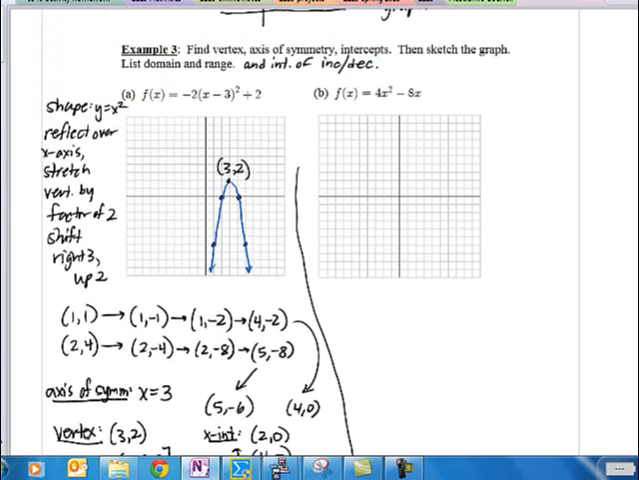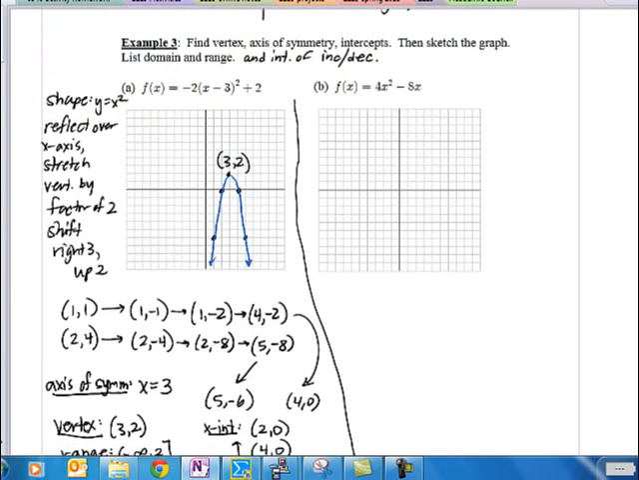We could also mention that there's a relative max of 2, happens to be at x equals 3, but the max value is 2. Okay, on to the next one.